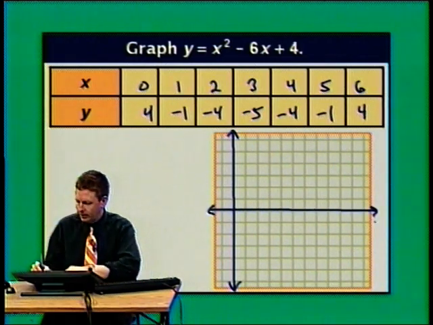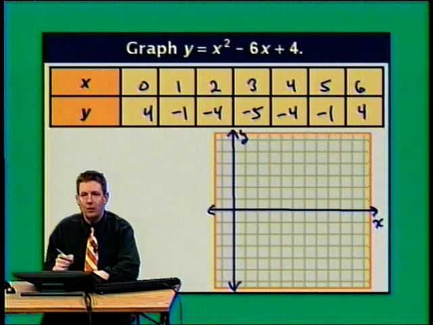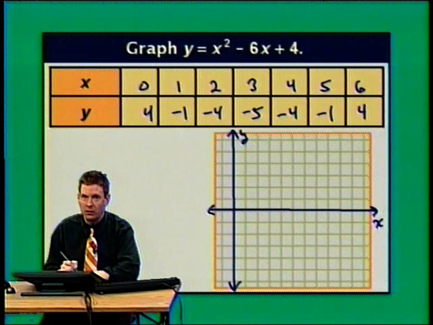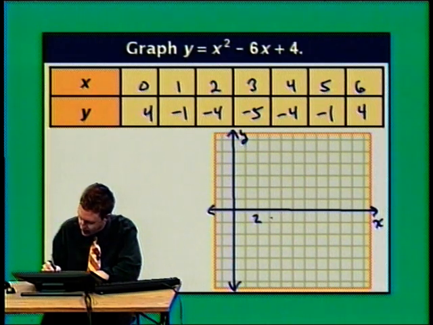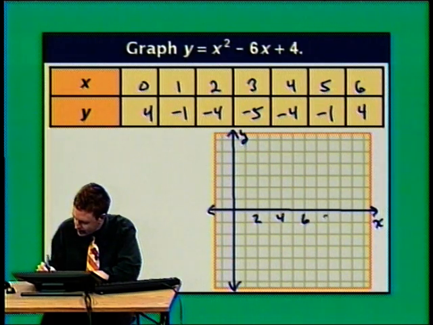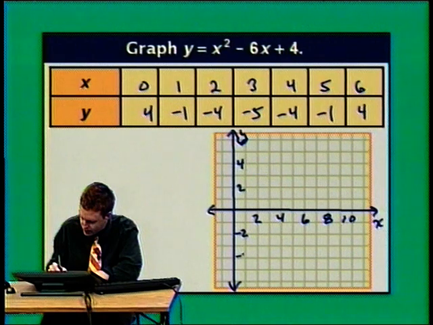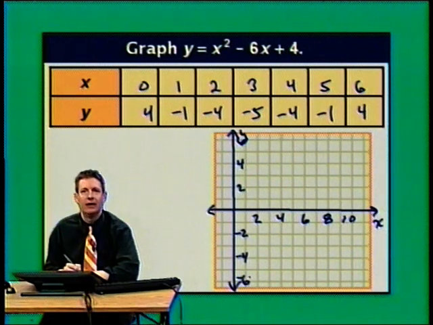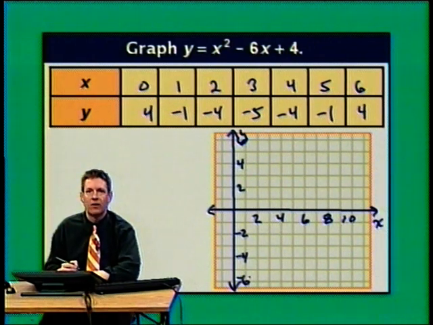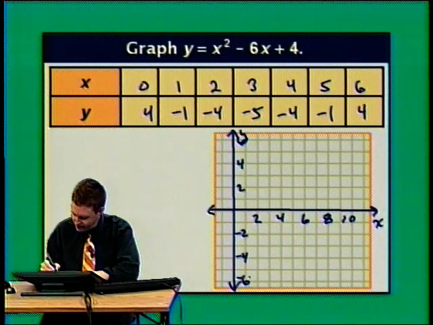Let's label. This is the x-axis, this is the y-axis. Looking at the numbers, I think a scale of 1 is going to work well on both axes. So I have 2, 4, 6, 8, 10, and then here I have 2, 4, 6, -2, -4, -6. Let's plot our points. The vertex was the point (3, -5).